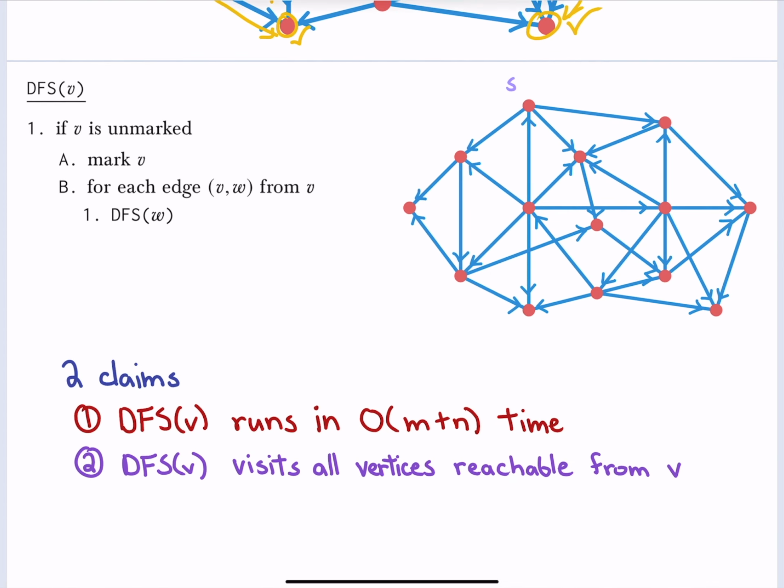Okay. Let's make two simple claims. Claim one is that it's fast. It'll run in linear time. Claim two is that it'll visit all the vertices reachable from V. That's the more interesting thing. Okay. Who wants to explain why it runs in linear time?